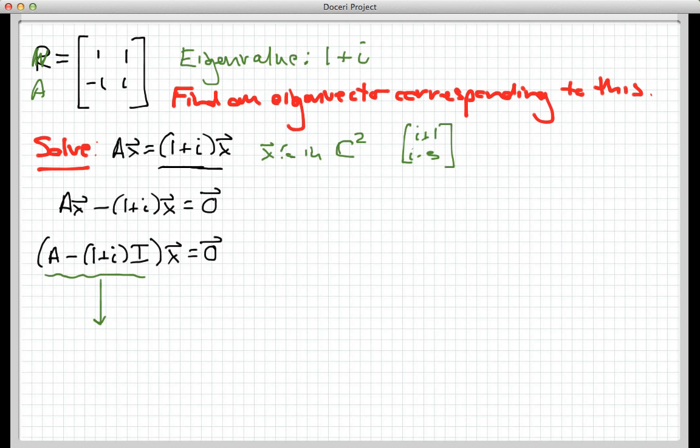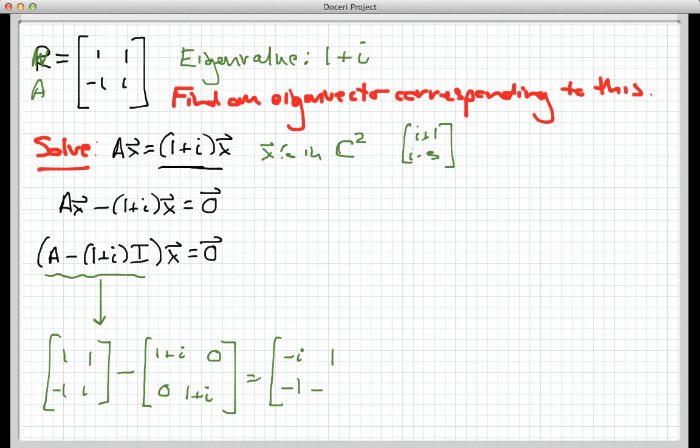A is the matrix (1, 1; -1, 1), minus, and I'm going to subtract off (1 plus i) times the identity matrix. So I'm going to have a 1 plus i there, a 0 there, a 0 there, and a 1 plus i right there. I'll do a little arithmetic here, and you can check some of the gaps. This is going to give me the matrix (-i, 1; -1, -i). That's an i right there. So that's the coefficient matrix here.